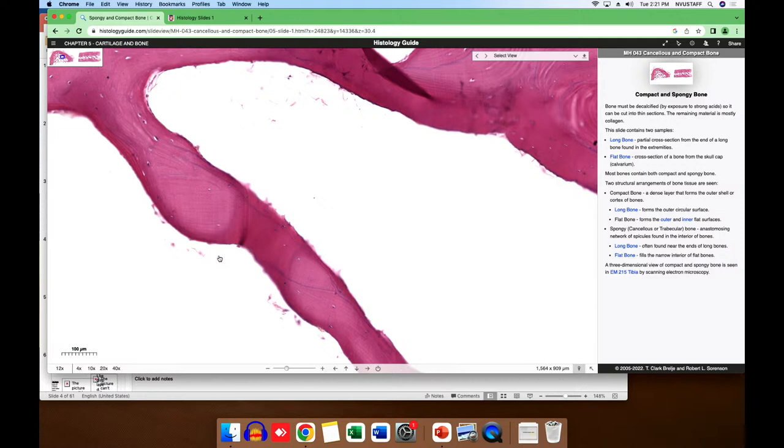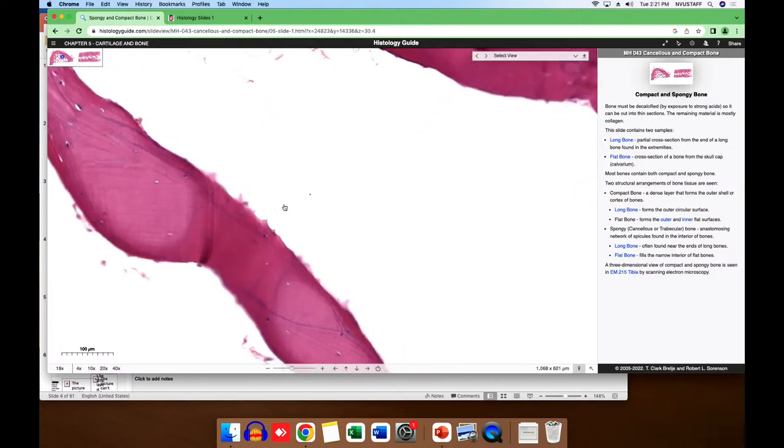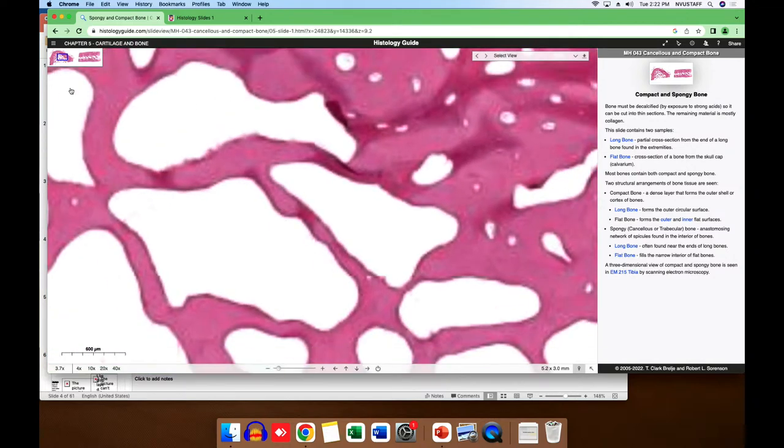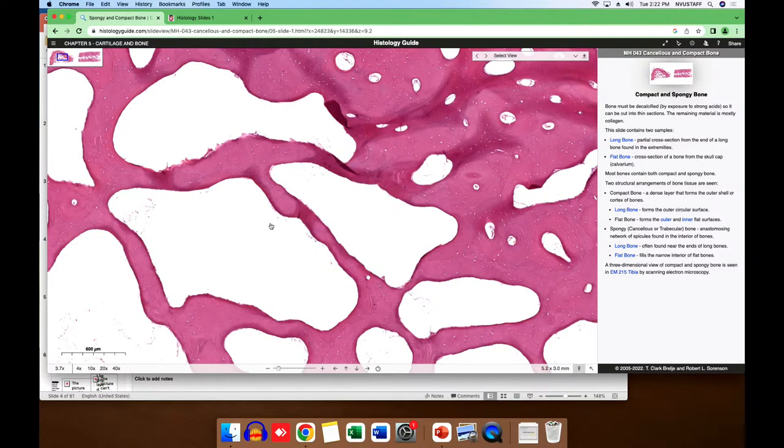Because here we have the same extracellular matrix, the same layers of compact bone, which might be arranged horizontally or circumferentially. However, both of them, here and here, are compact bone. The macrostructure of this part of the bone is called cancellous bone.